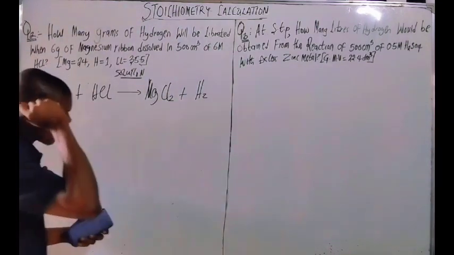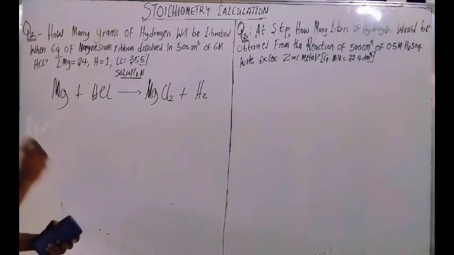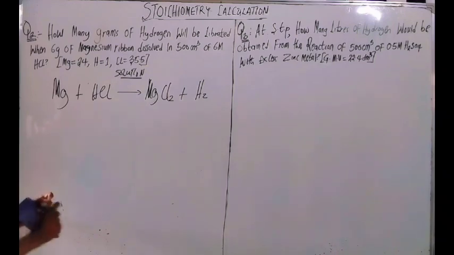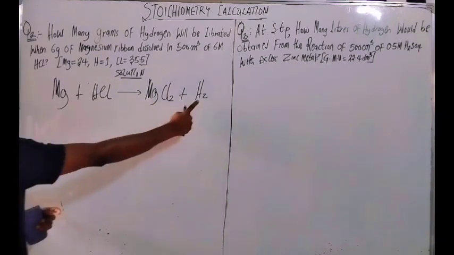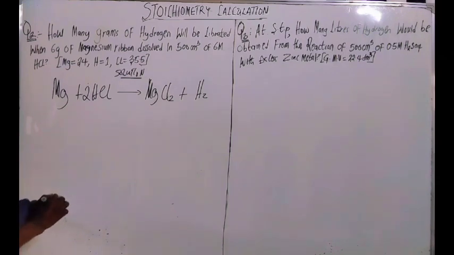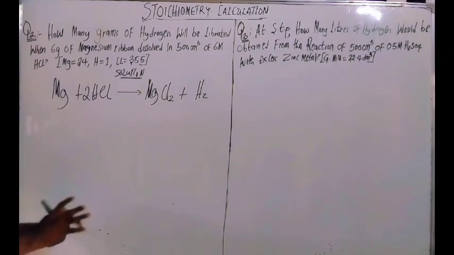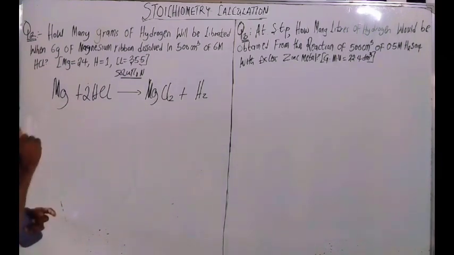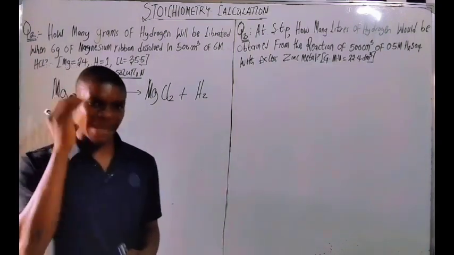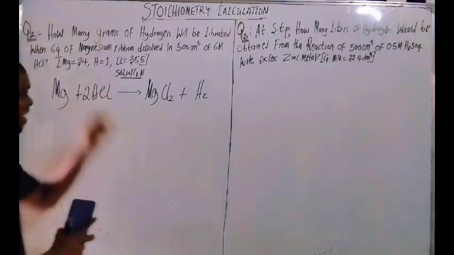Do you understand? Now once I've written this here, first of all, let's balance the chemical equation. Here we have one magnesium, right? One hydrogen. Here we have 2 hydrogen. So you have to put 2 here, right? Now it is balanced. So this is the first thing I want to do: once the question is given to you, write out a balanced chemical equation.